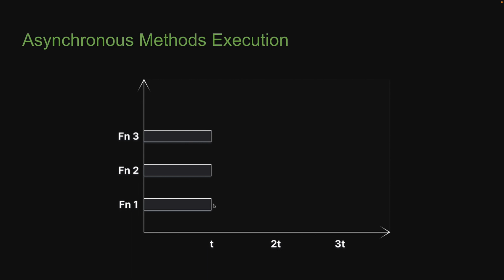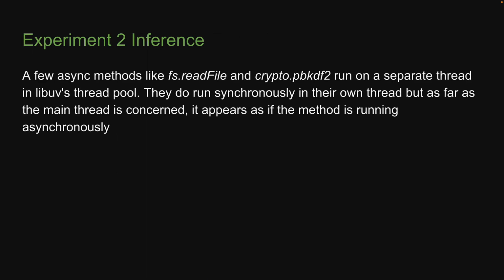This means each call to pbkdf2 runs in a separate thread. And where are these separate threads? In libuv's thread pool. A few methods like fs.readFile and crypto.pbkdf2 run on a separate thread in libuv's thread pool. They do run synchronously in their own thread, but as far as the main thread is concerned, it appears as if the method is running asynchronously. This will be our inference from experiment 2. Hopefully, you now understand how async methods are executed under the hood.